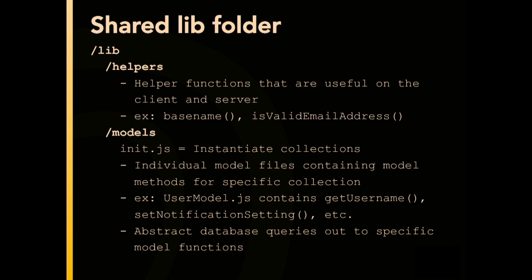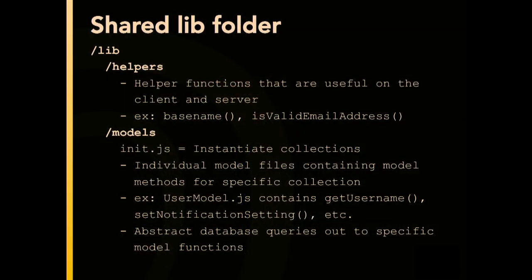The models are a little more intricate in the sense that there's a concept in Meteor of how collections exist both on the server and the client. And in the models, what we do is basically initialize all the collections that we're using and that we want shared both on the server and the client. What we actually do is we take the concept from Rails of having very fat models, in the sense that we abstract all our database queries out to these model files.